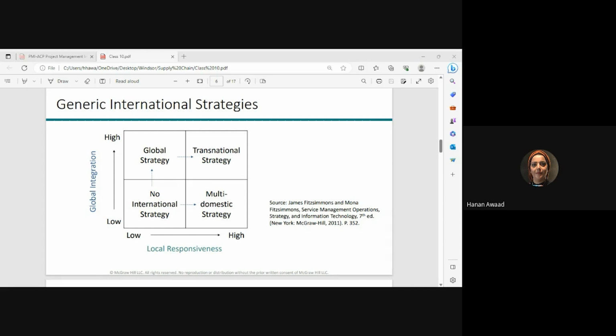Both sides are high. So certain elements of the operations are standardized for efficiency, for training purposes, for the brand image, and of course for flexibility. But they are also high in accommodating local market variations. And actually this is not easy. It requires strong operations management and coordination and communication between the headquarters and the subsidiary hotels. So we have high global efficiency, but at the same time high local adaptation.